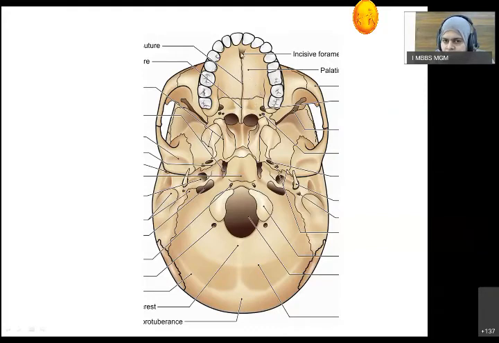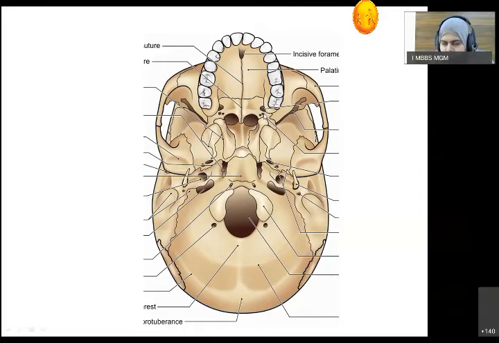At the anterior end of this suture, there is one foramen, which is the incisive foramen, through which the greater palatine nerve passes, as well as the nasopalatine nerve. Then along the posterolateral aspect, there are a few foramina. This is the greater palatine foramen, a single foramen, through which there is passage of the greater palatine vessels and the anterior palatine nerve.